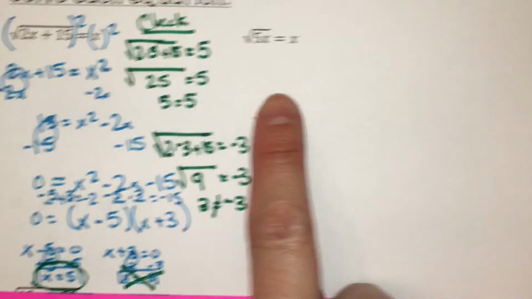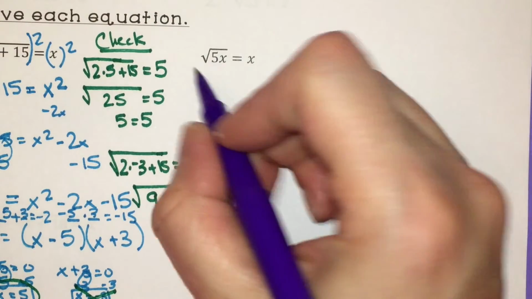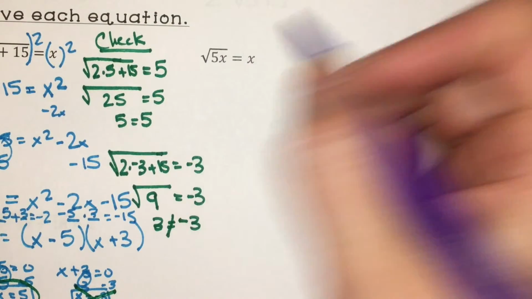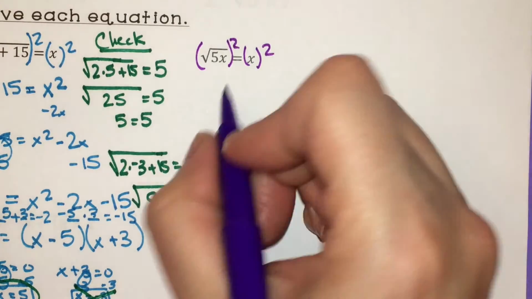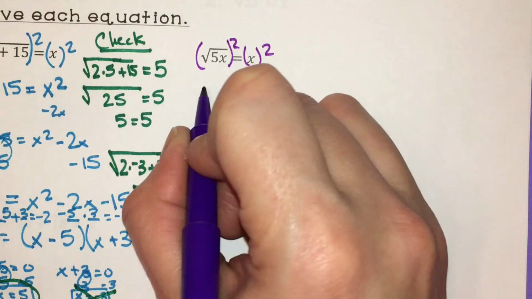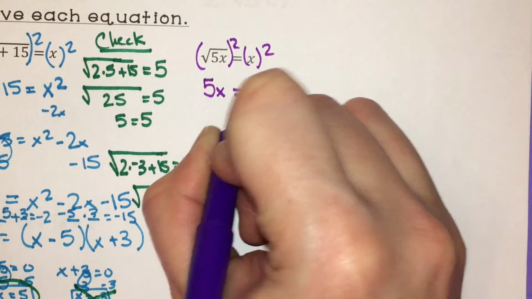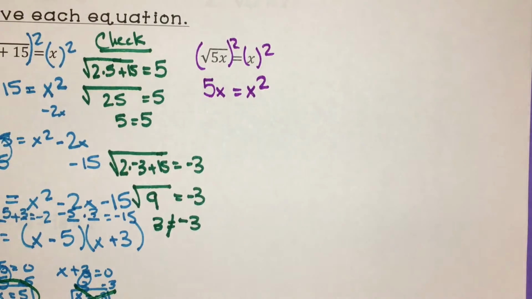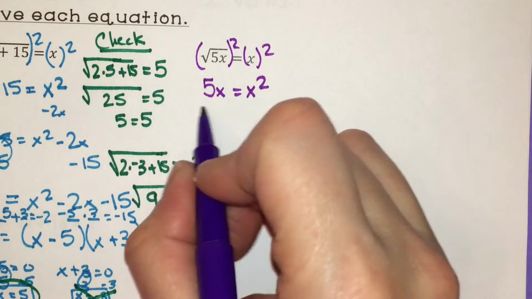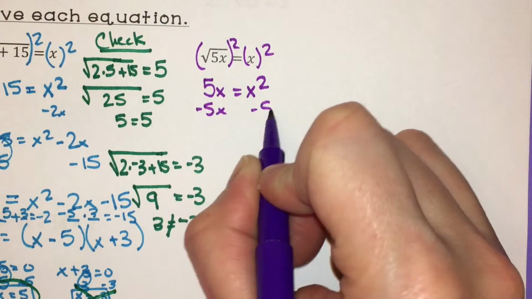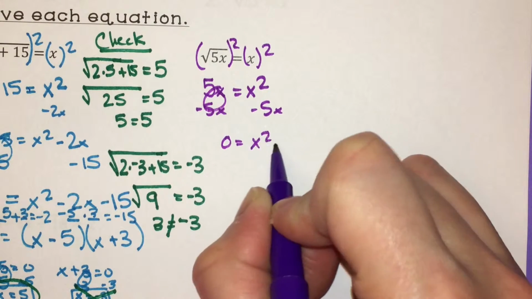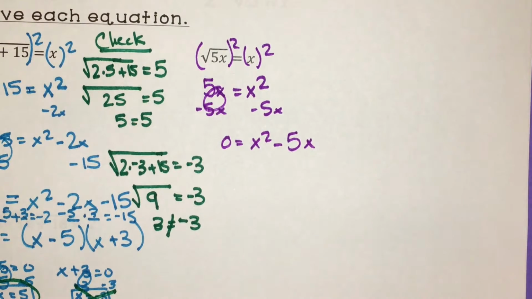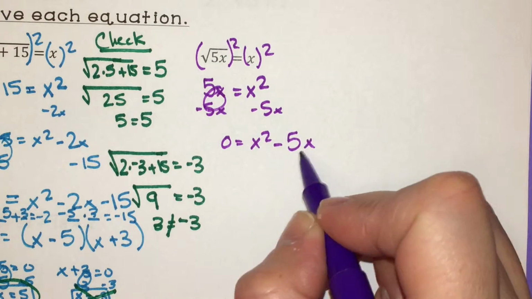All right, so over here, I want to get rid of my square root. So opposite of taking the square root is squaring. Anything you do to one side, do to the other. So square root and squaring undo each other, so we're left with 5x equals x squared. So I want to get my 5x to the other side, so I'm going to subtract it, and I have x squared minus 5x. All right, I'm going to factor out an x here.